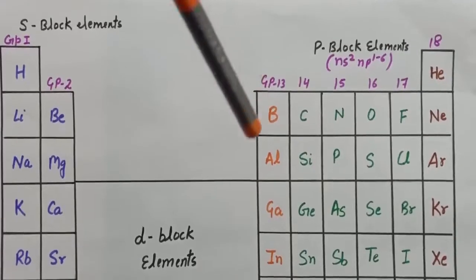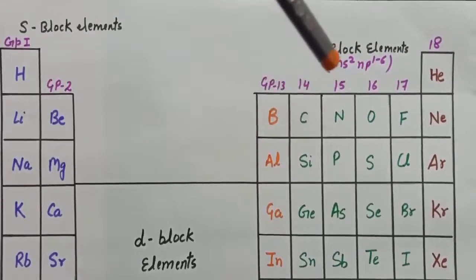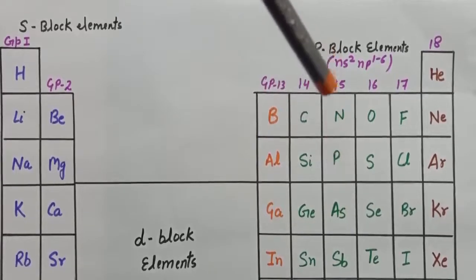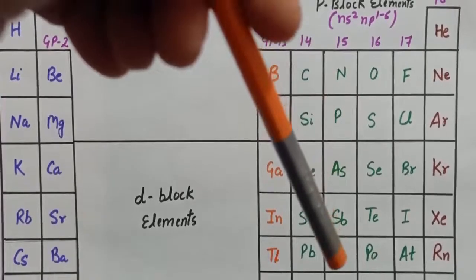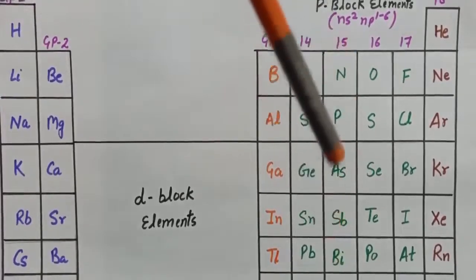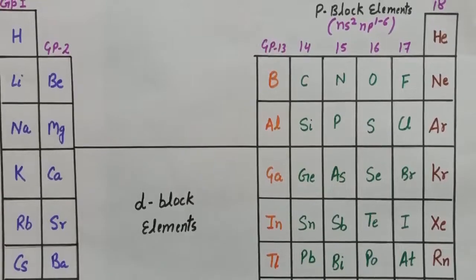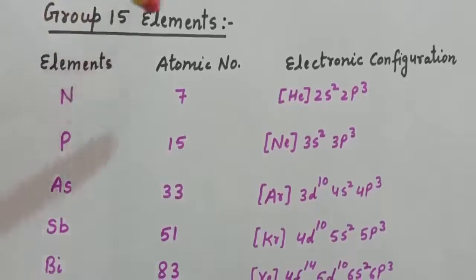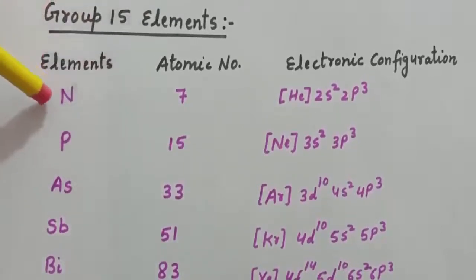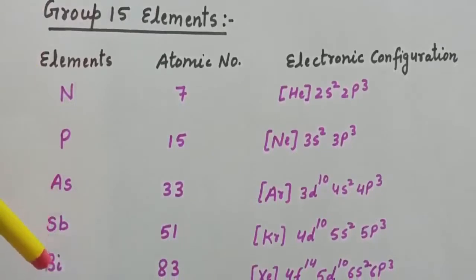Now group 13 and group 14 we have already discussed in class 11th. Now we will start with our group 15 elements: nitrogen, phosphorus, arsenic, antimony, bismuth. These are the elements in group 15. So let's start with the chemistry of group 15 elements. Group 15 elements contain nitrogen, phosphorus, arsenic, antimony, bismuth.